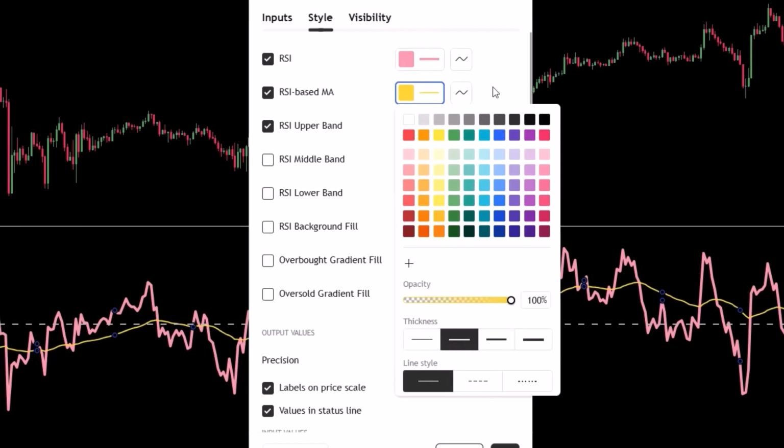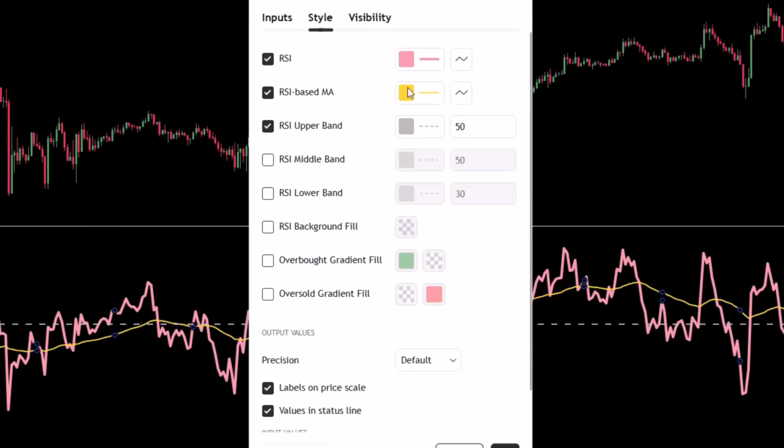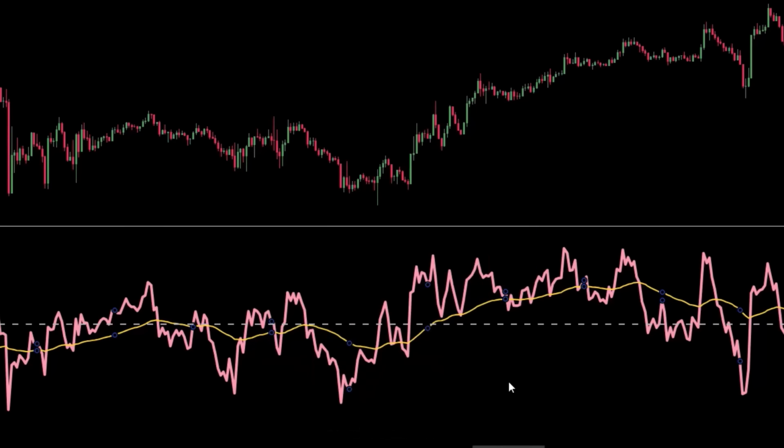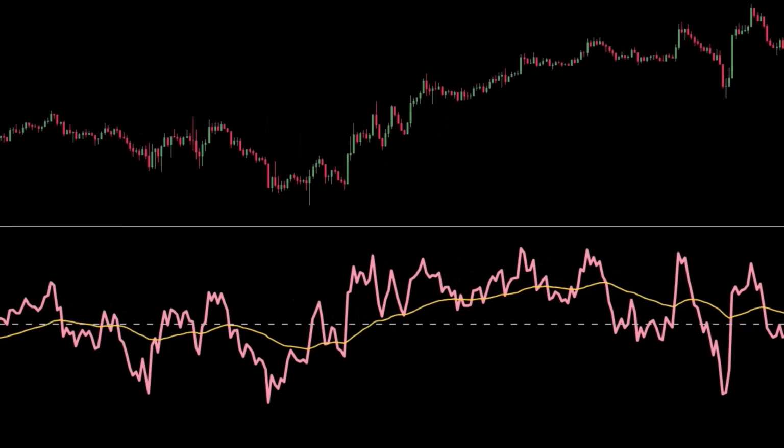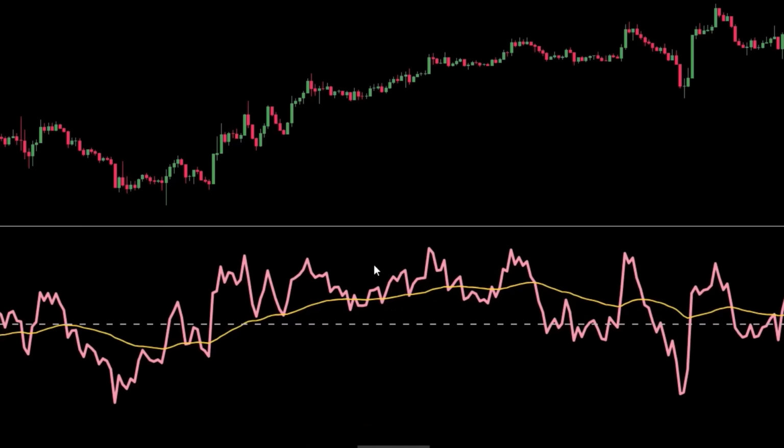Here I'm using pink for the RSI and yellow for the EMA, but you can choose any colors you like. Now your chart is ready. By comparing the RSI with its own EMA, instead of reacting to every small movement, we get a much clearer picture of whether momentum is getting stronger or weaker. This helps us filter out many low-quality signals before they become losing trades. Now let's see how to use these two lines to find high-probability trading opportunities.